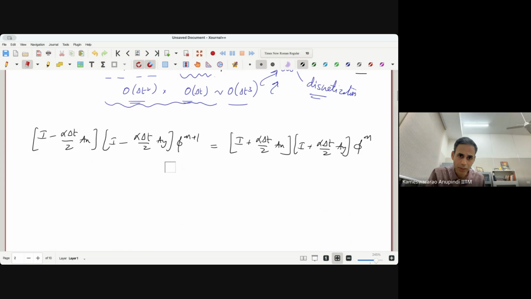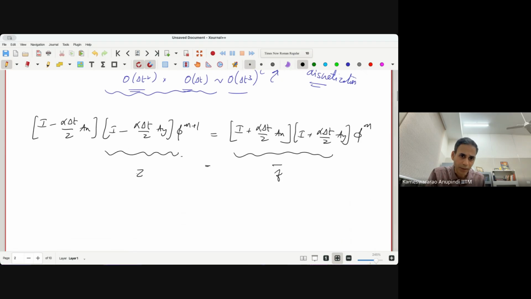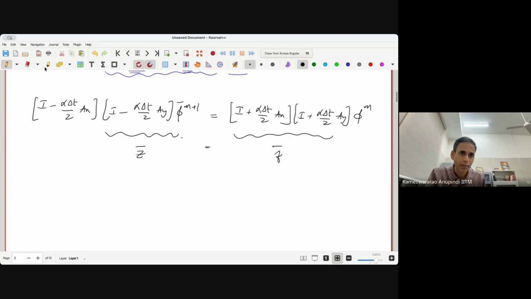So what I'm going to do is that now everything on the right hand side is known. So let us call this some f bar, because this is all known. This is all in terms of phi n. Then let me call this entire vector as some z bar. This is basically this matrix times this phi n plus 1. So then what I'm left with is I minus alpha delta t by 2 ax times z bar equals f bar.